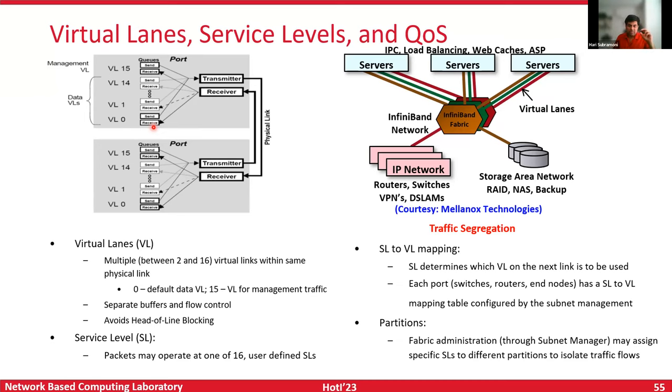There are two tables in the InfiniBand network. One is called the service level to virtual lane table, which maps the service level to the virtual lane, and a virtual lane arbitration table, which decides how much data to select from each virtual lane for transmission. So by using these two concepts, one can create high priority virtual lanes and then high priority service levels to map onto those virtual lanes, which the application can use to tag their packets. So this is how one implements a differentiated quality of service using service levels and virtual lanes.